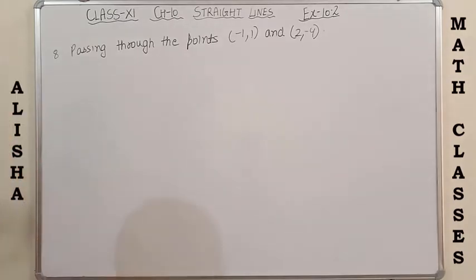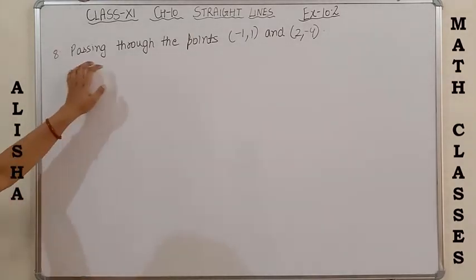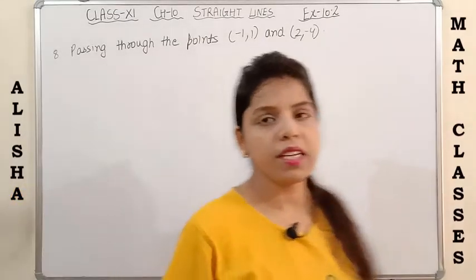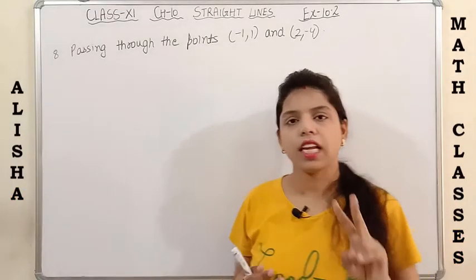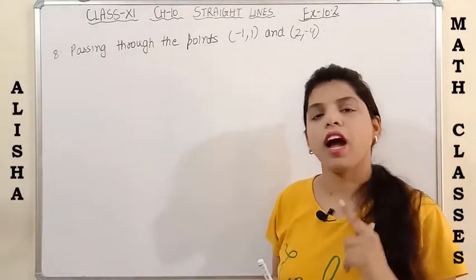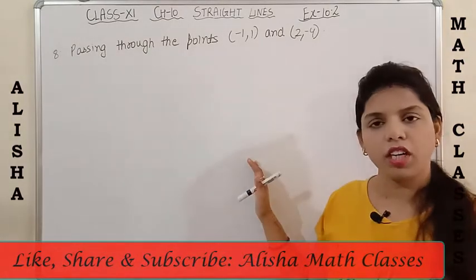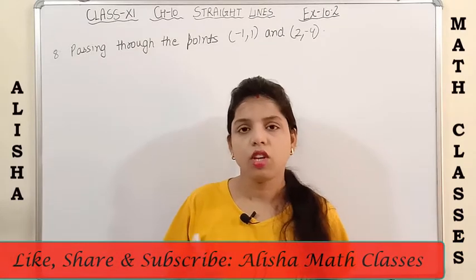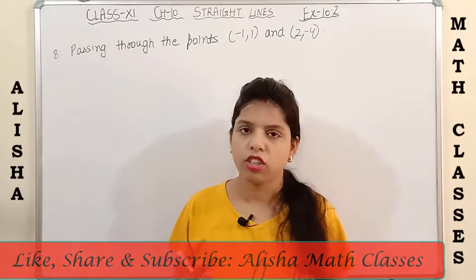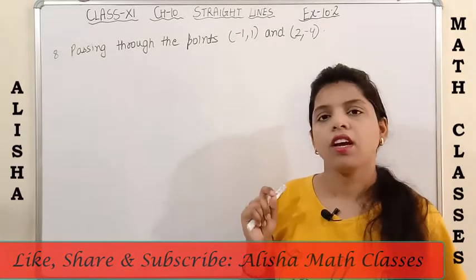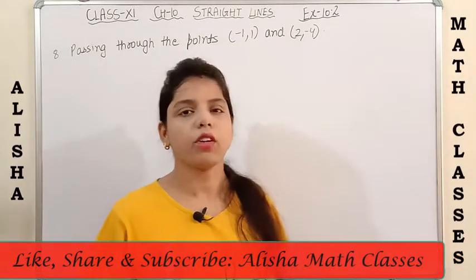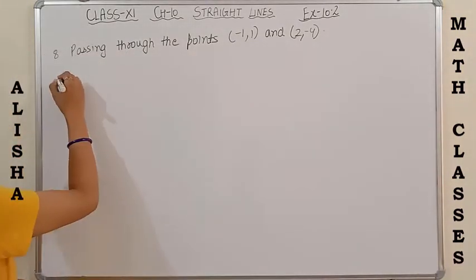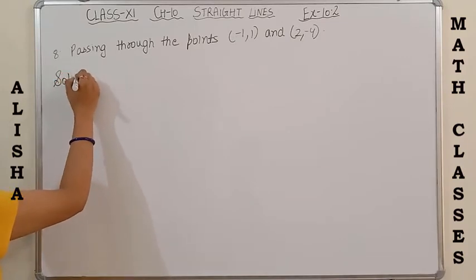So students, let's read the next question number 8. Line is passing through the points (-1, 1) and (2, -4). So basically, when you observe this, this is the line passing through two points. We have discussed that in our previous video also, where we have given the introduction regarding the various forms of equations of line. So the formula for the equation of line passing through two points is y minus y1 is equal to (y2 minus y1) upon (x2 minus x1) into (x minus x1). Let's see how. If you get confused, I am going to tell you a shortcut.